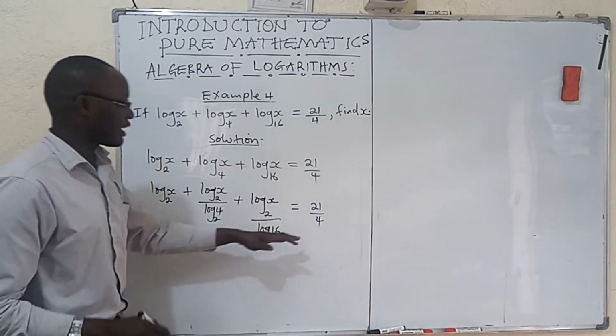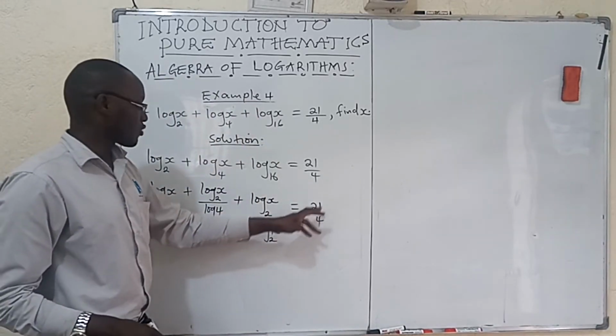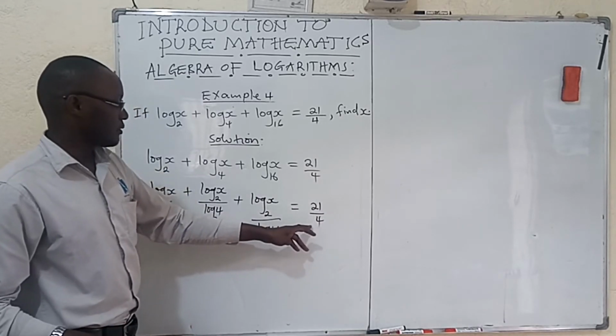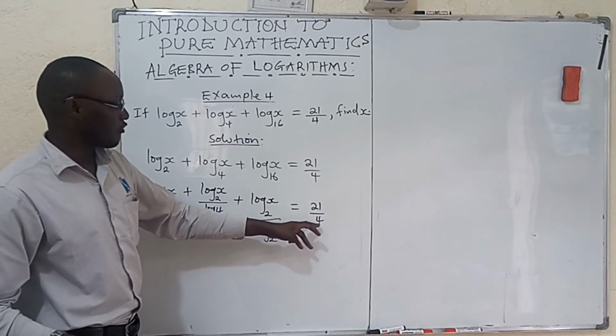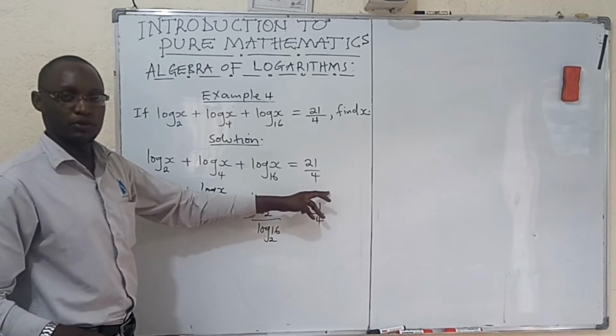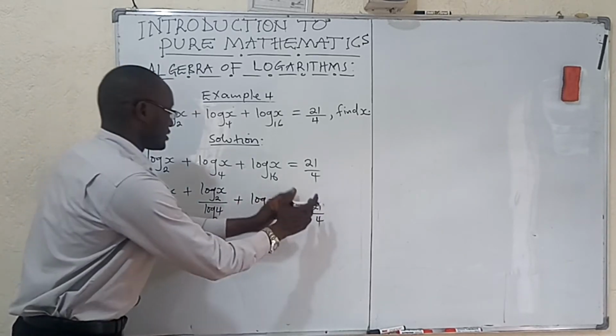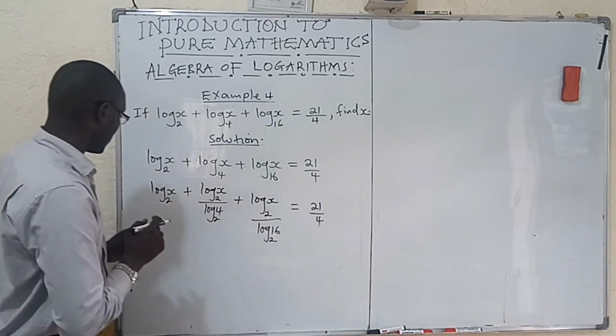The right hand side has not yet simplified because 4 cannot divide 21 amicably without a remainder. So let us just keep it at that state. Now let us proceed.